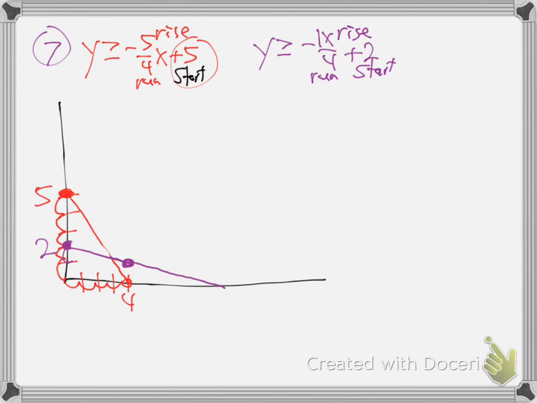There we go. So everybody see what I'm doing? Yes. Right? So for the purple one, I started up 2 and went down 1 over 4. Red would start up 5 and go down 5 over 4. Got my 2 dots, got my 2 lines. Now, that's all old stuff. What's the new part now? The new part is where's the shading?